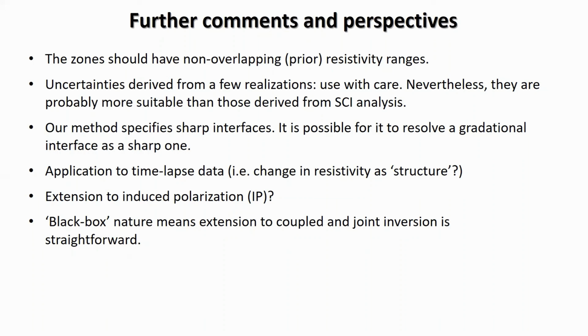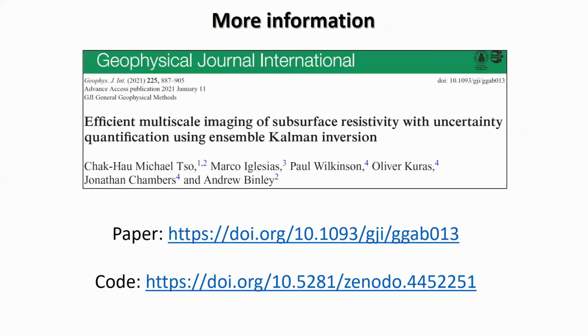We could apply, in theory, this approach to time-lapse data, and that's actually something that we're considering currently. In other words, using the change in resistivity as the structure that we're solving for. We can also extend to induced polarization, and the black box nature of it means extension to coupled and joint inversion is relatively straightforward. So I've really just summarized the general principles of the approach here.